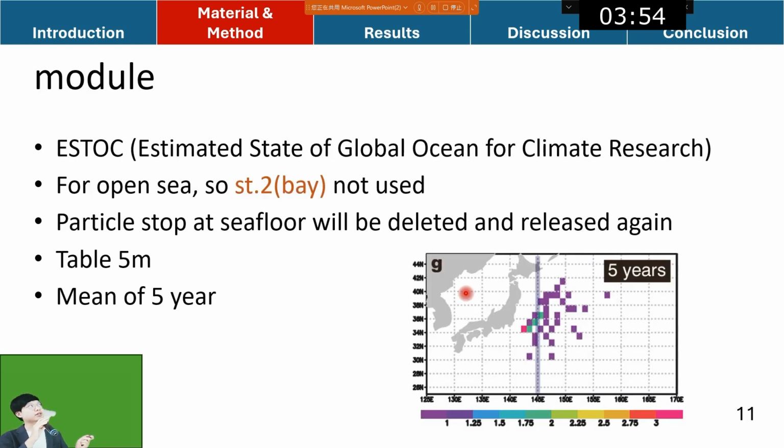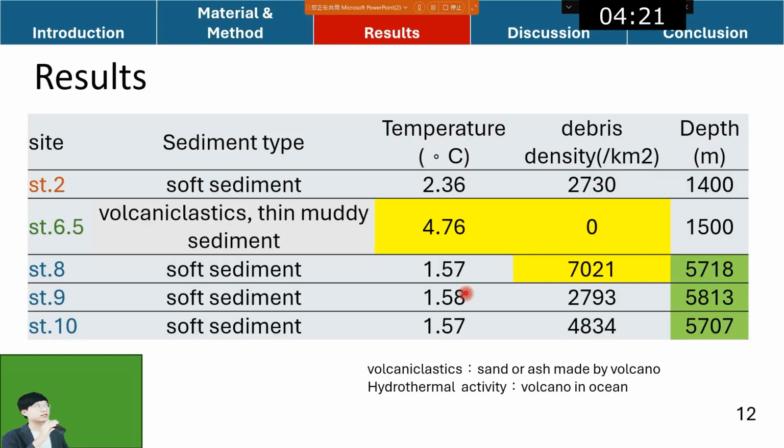On the other side, we use the model ESTOC to analyze how the particles move. The model is for the open sea, so site 2, Sagami Bay, is not used. Particles that stop at the seafloor will be deleted and released again, so the number in the sea stays the same. The grid is 5 meters and the mean of 5 years. So there is the result.